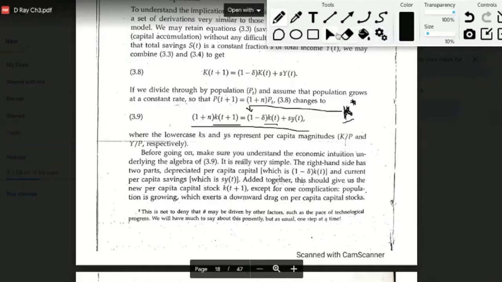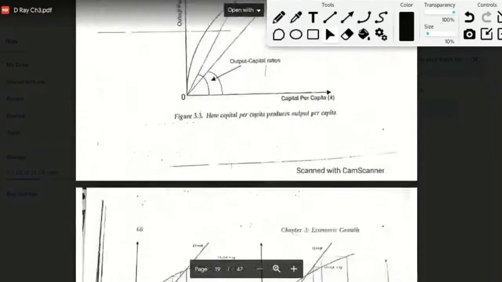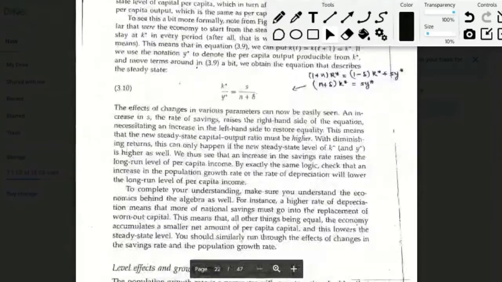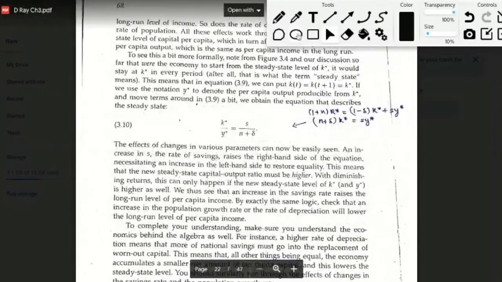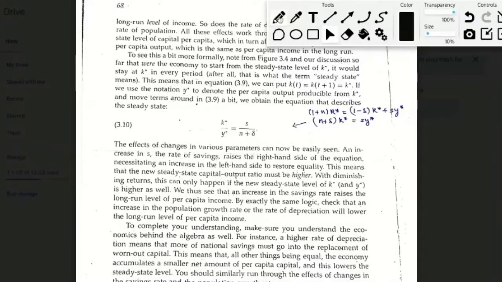Once we do that, let's look at the formula that we get. So once we replace k star in the equation, we get this formula. If you look at this equation, we've just replaced kt plus 1 with k star, kt with k star, and when we assume that k is at k star, then we can also expect small y to be at y star, which is the steady state of output per capita.